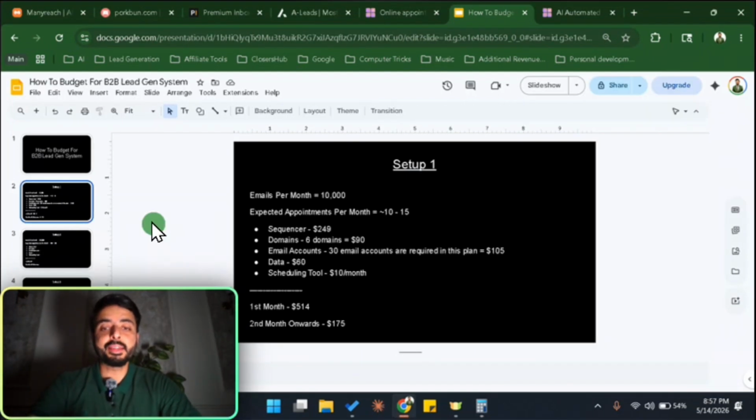So this will make you understand that for $175 every month, you can get 10 to 15 qualified appointments. So depending on what your close rate is and what your average deal size is, you'll be able to understand what your ROI is and what your revenue every month is going to be.